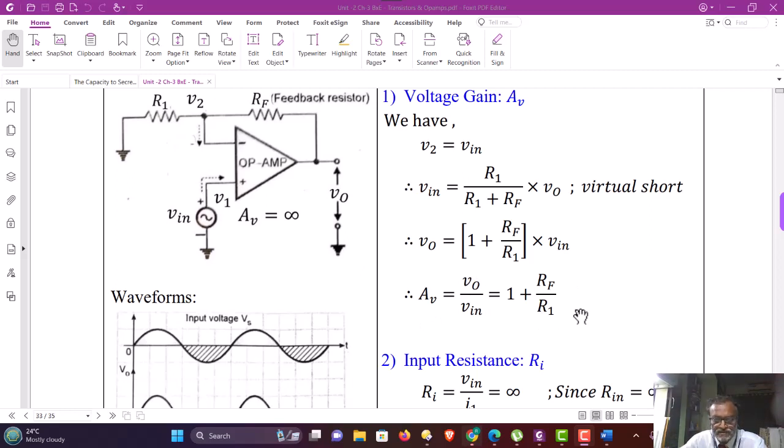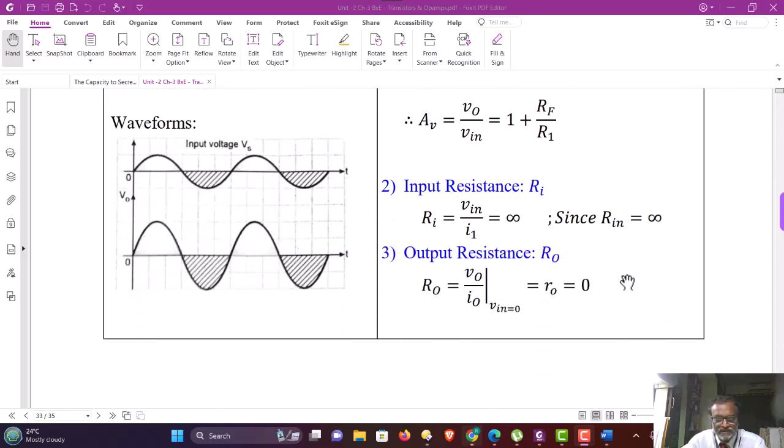From this expression, again we conclude that the gain of the amplifier is simply set by the two external resistances. And this is possible because of the idealness of the operational amplifier. Also, this equation tells us that the gain is positive, so the output is in phase with the input. The total amplification provided is equal to 1 plus RF by R1. Again, the third observation is that the gain is always greater than 1.